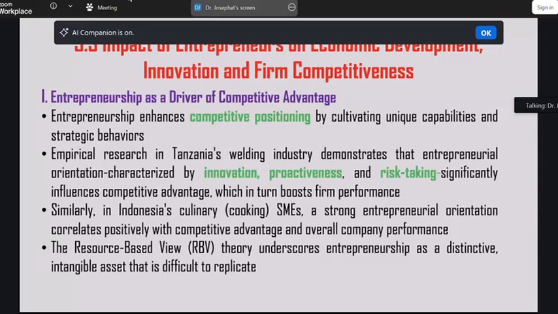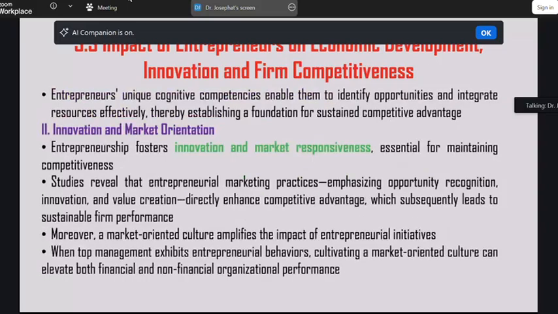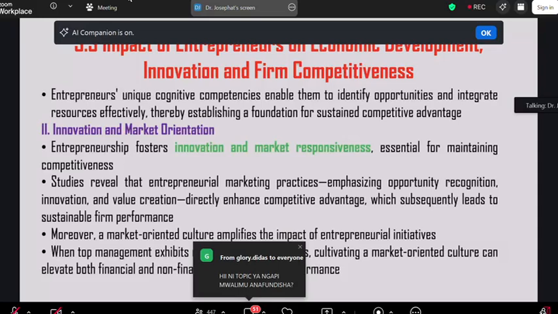So it differs kwa sababu kuna issues za cultural context as well as kuna issues za human capital or the skills that organizations possess and the likes. So hapa tunaweza kuangalia jinsi gani entrepreneurship ina play part as a driver of competitive advantage. That's one. Entrepreneurs' unique cognitive competence enables them to identify opportunities and integrate those opportunities into resources effectively, therefore establishing a foundation for sustained competitive advantage. That's one.